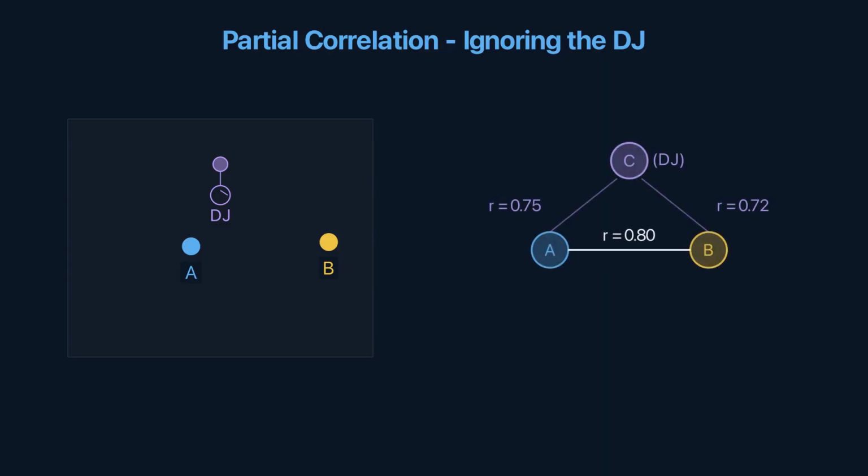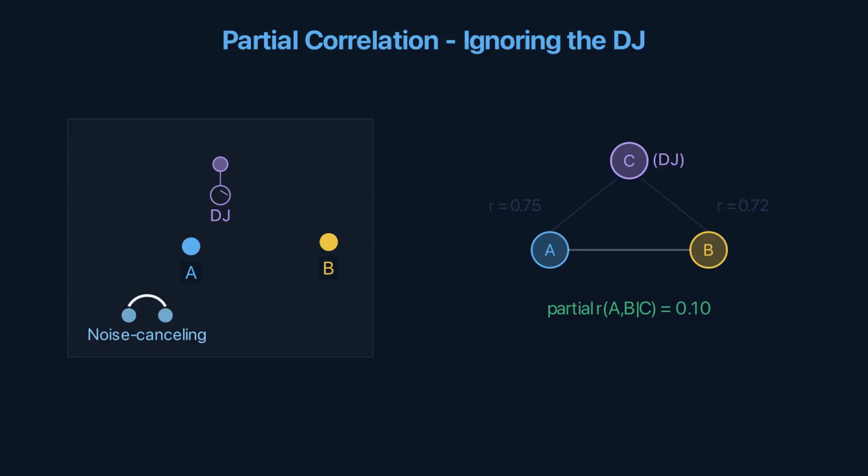Two dancers look perfectly synchronized, but are they following each other, or are they both just following the beat? Here's a third figure on the floor, the beat. When the beat speeds up, both dancers move faster. It looks like they're correlated, but really they're both responding to the same external signal. Partial correlation puts on noise-cancelling headphones. It removes the beat's influence and asks, with the beat factored out, are the dancers still coordinated?